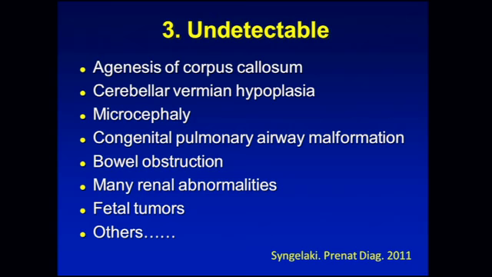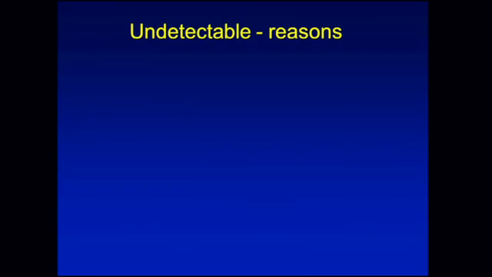Here I have listed some abnormalities that could not be detected at 11 to 13 weeks. You can see agenesis of the corpus callosum, Vermian hypoplasia, microcephaly, and many other abnormalities. We are not able to detect them at 11 to 13 weeks. Now, some of the reasons why they are undetectable.